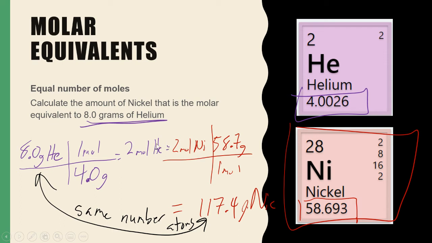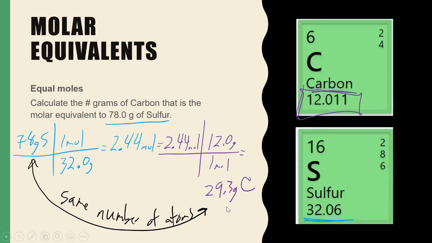And then I want the same number of atoms, so 2 moles of nickel as well, and I want to know how much that has a mass of. So 2 moles equals 2 moles. The 2 moles of nickel, I'm now going to multiply by the mass to get grams. And 2 times the 58.7 gives me 117.4 grams of nickel. So 8 grams of helium would have the same number of atoms as 117.4 grams of nickel. And that's basically what we're doing here.